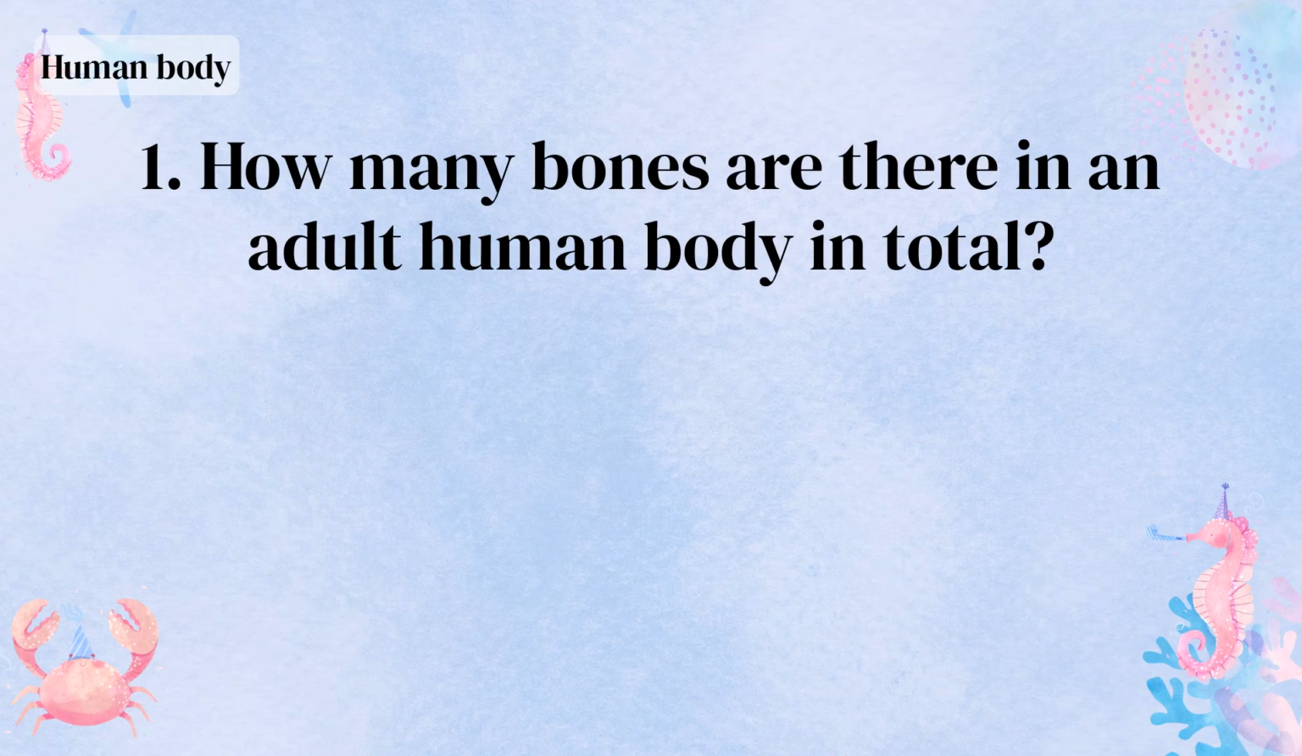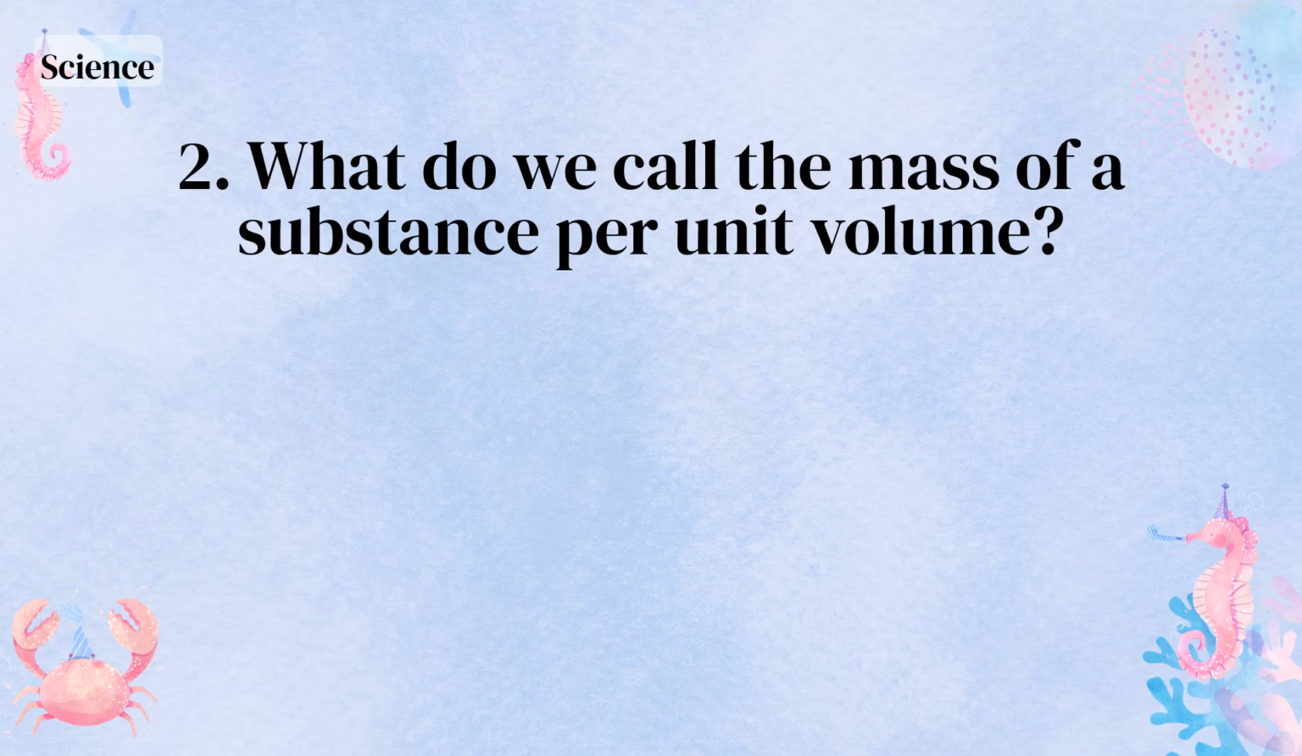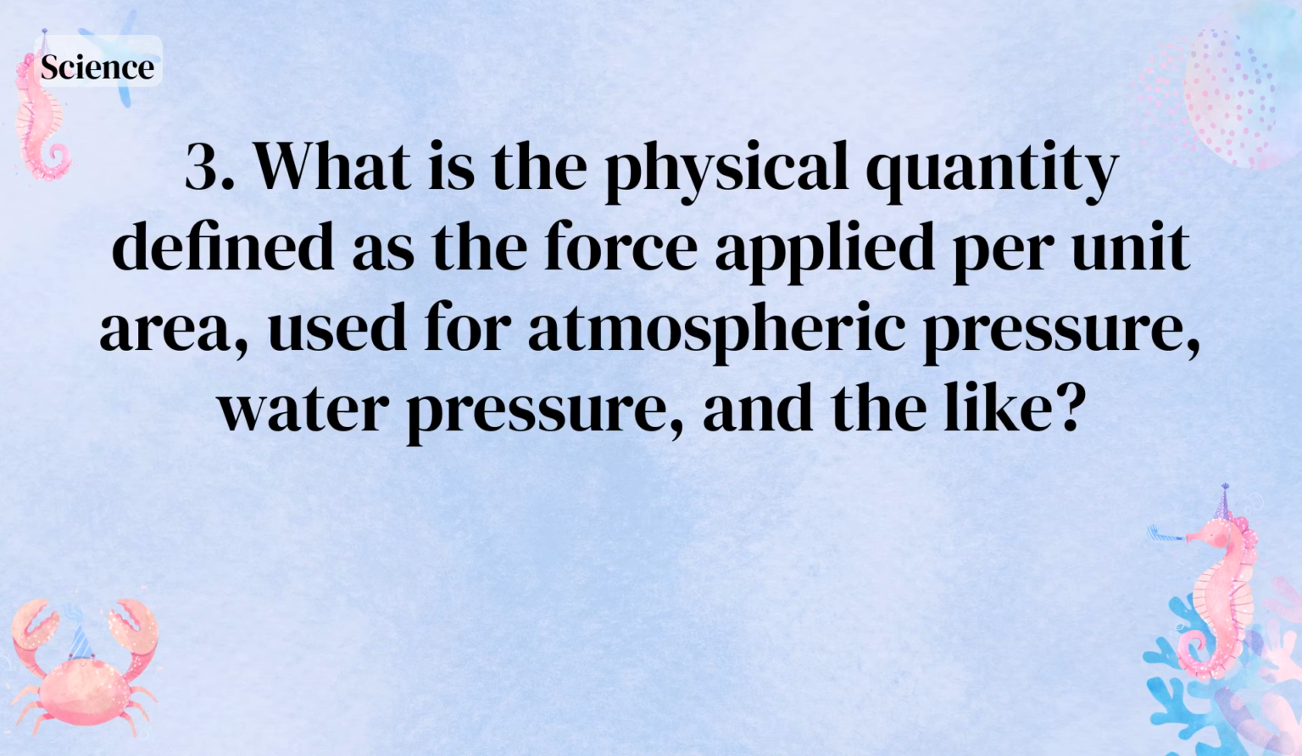How many bones are there in an adult human body in total? 206 bones. What do we call the mass of a substance per unit volume? Density. What is the physical quantity defined as the force applied per unit area, used for atmospheric pressure, water pressure, and the like?